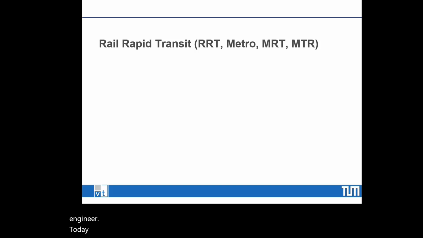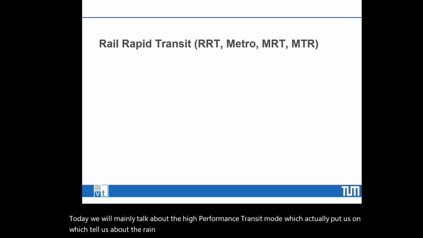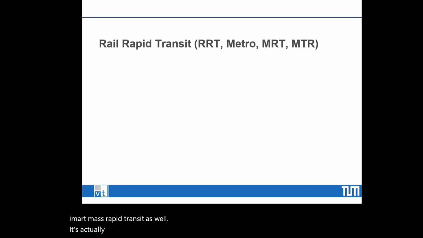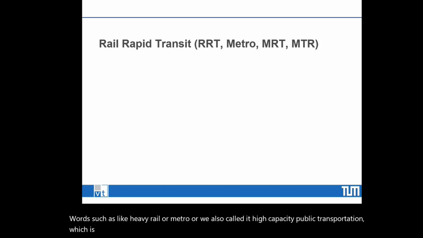Today, we will mainly talk about the high performance transit mode, which tells us about the rail rapid transit, RRT, or metro, or MRT, mass rapid transit as well. It's denoted with many words such as heavy rail or metro, or we also call it high capacity public transportation, which is generally found in urban areas and only functions within the CBD area, the central business district.